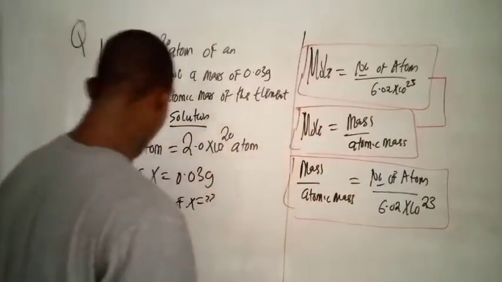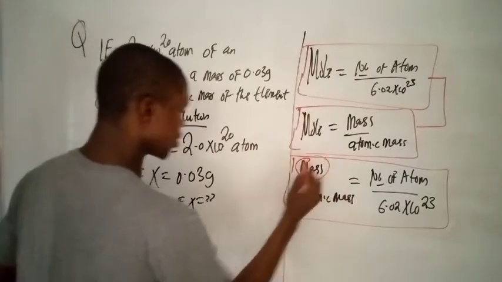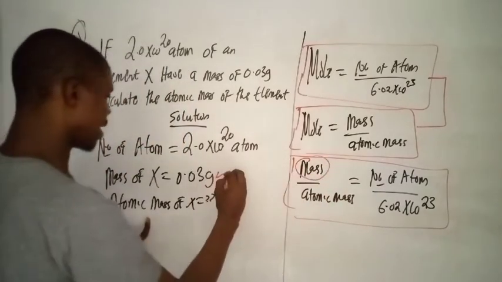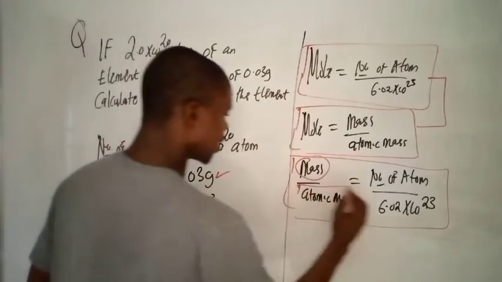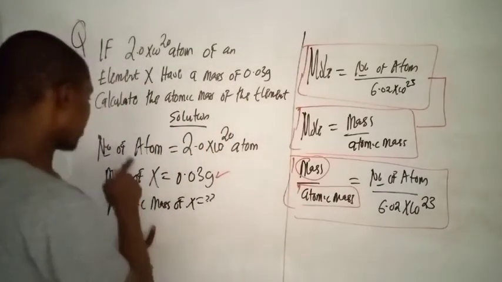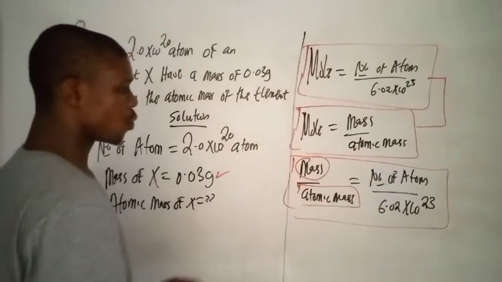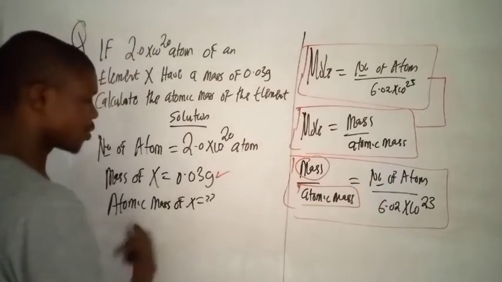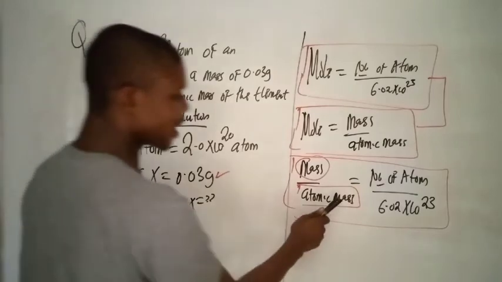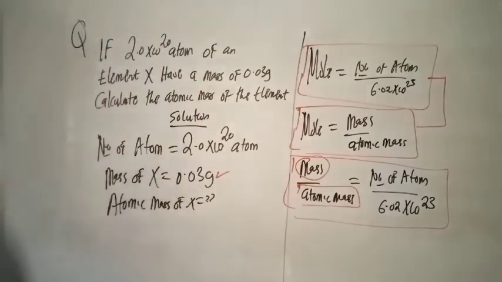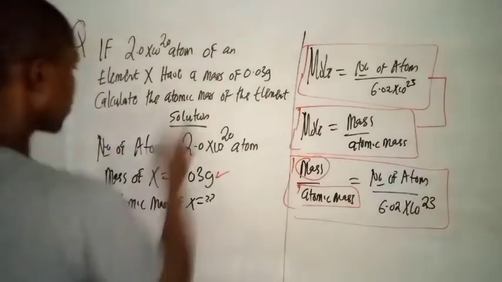Why? Because we are being given the mass of the element, which is this here. We are being asked to calculate the atomic mass, which is this one here. And we are being given the number of atoms of the element, which is this here. So what you have to do here is to make the atomic mass the subject of the formula. If you make the atomic mass the subject of the formula, I'm going to write this one out.